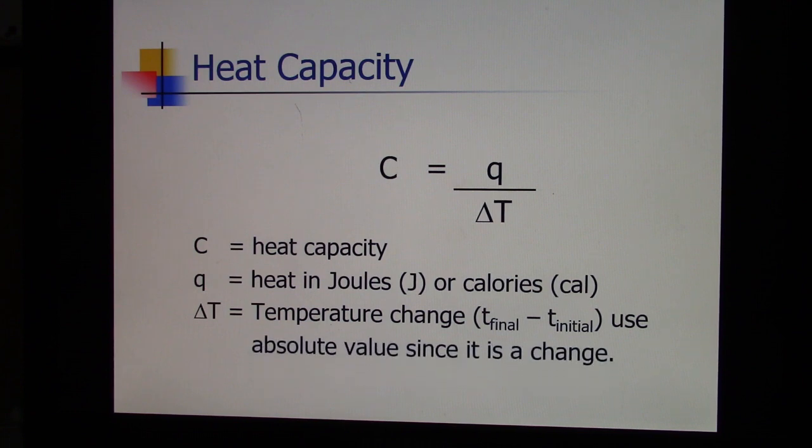Now, usually it's a good idea to use the absolute value, because if the final temperature is lower than the initial temperature, then you have a negative number. Since it's a change in temperature that we're worried about, and you can't have a negative heat capacity, it doesn't make any sense. So just make the numbers positive.